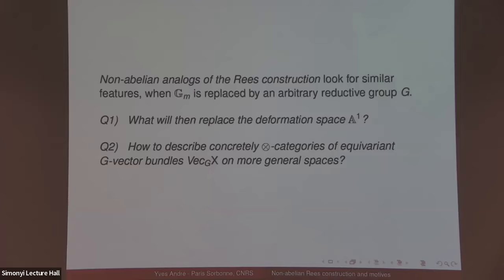So there are two obvious questions in that case. The first is how to replace the deformation space in one. This should be a G-space. And the second question goes a little bit in the opposite direction: how to describe concretely tensor categories of equivariant vector bundles, like on X, for more general spaces X. So X is just A^1 and G is G_m. The concrete description I have in mind is just a description in terms of filtrations.